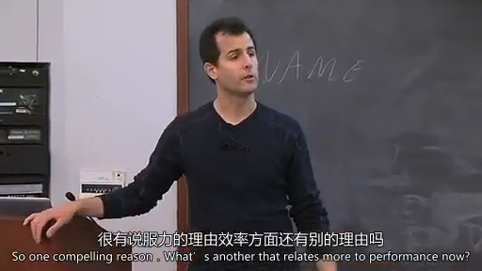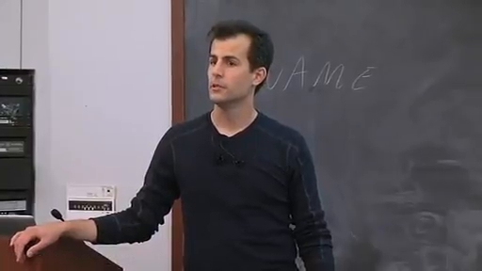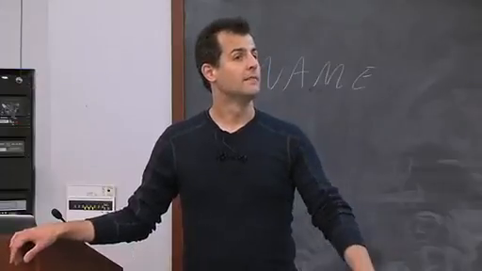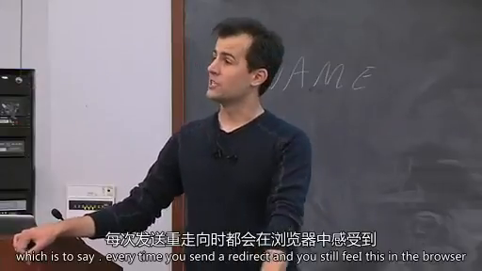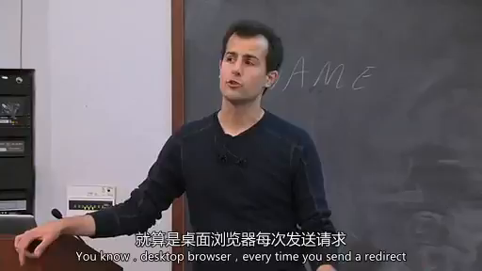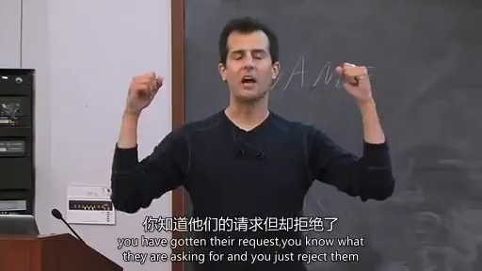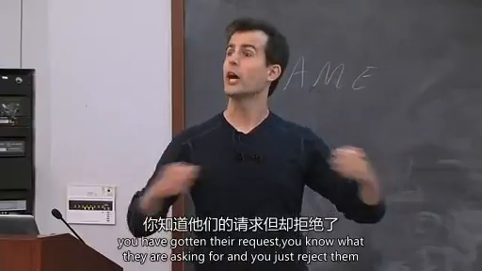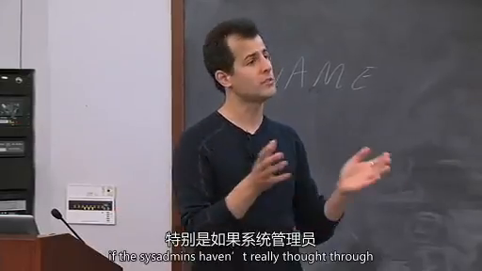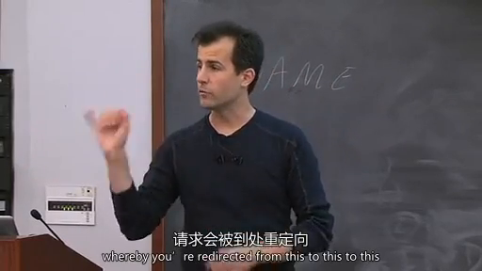So one compelling reason. What's another that relates more to performance now? So mobile devices are not very good at minimizing latency, which is to say every time you send a redirect, and you can still feel this in the desktop browser, essentially what's happened is the user has requested a page, you have gotten their request, you know what they're asking for, and you just reject them. And you say, no, go here instead. This can happen multiple times, especially if the sysadmins have months or years of cruft whereby you're redirecting from this to this to this.